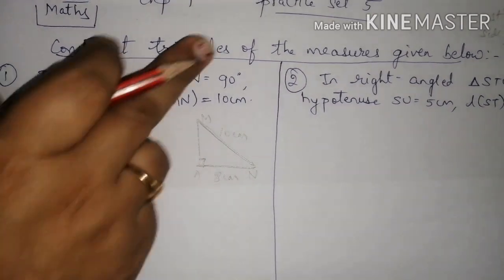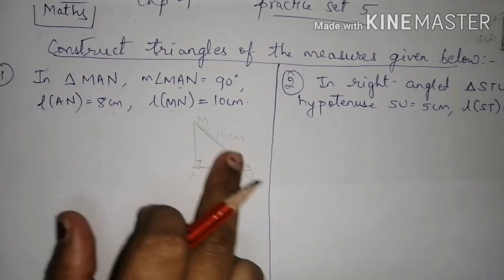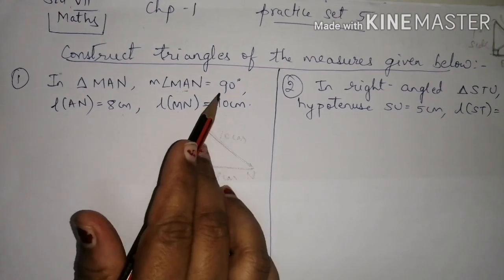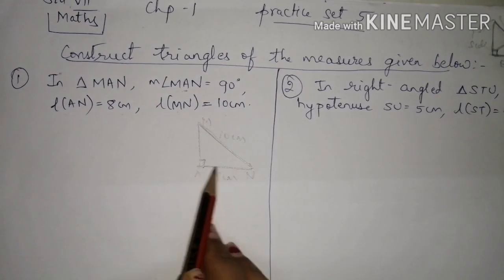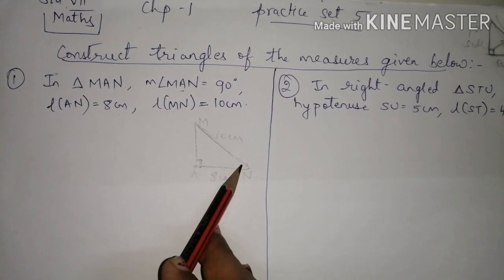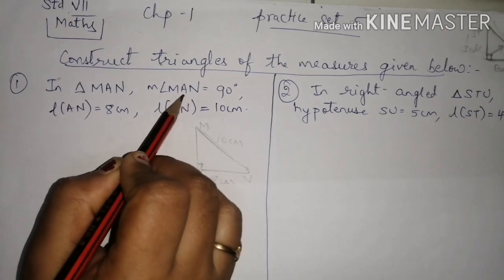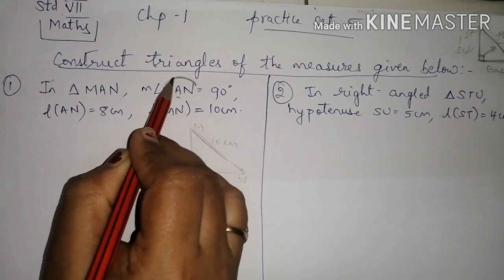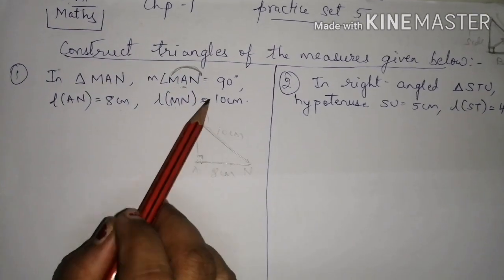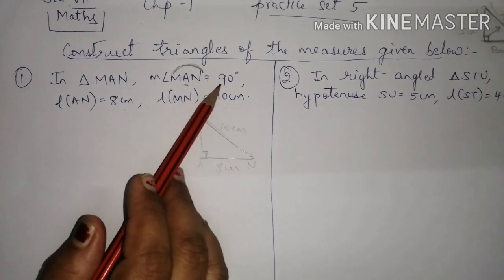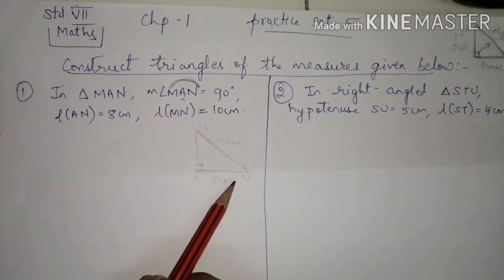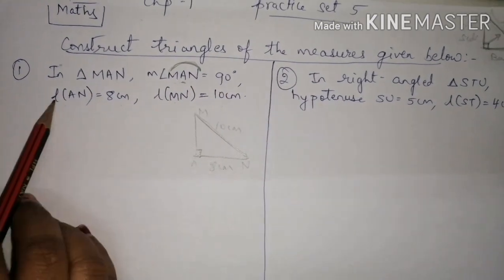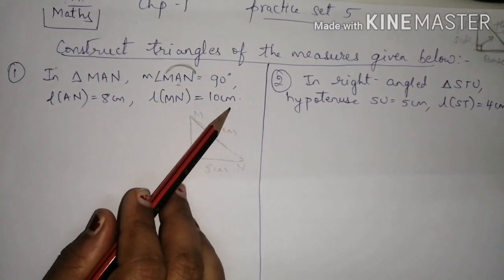So remember this, in this practice set 5, you have to construct one right angle triangle. In that, the measure of angle will be given to you. 90 degrees means it is a right angle triangle. One base will be given and one hypotenuse will be given. So remember that the angle will be in between, and the remaining two sides will be these. Now let us see. Angle A is 90 degrees, AN is 8 centimeter, MN is 10 centimeter.